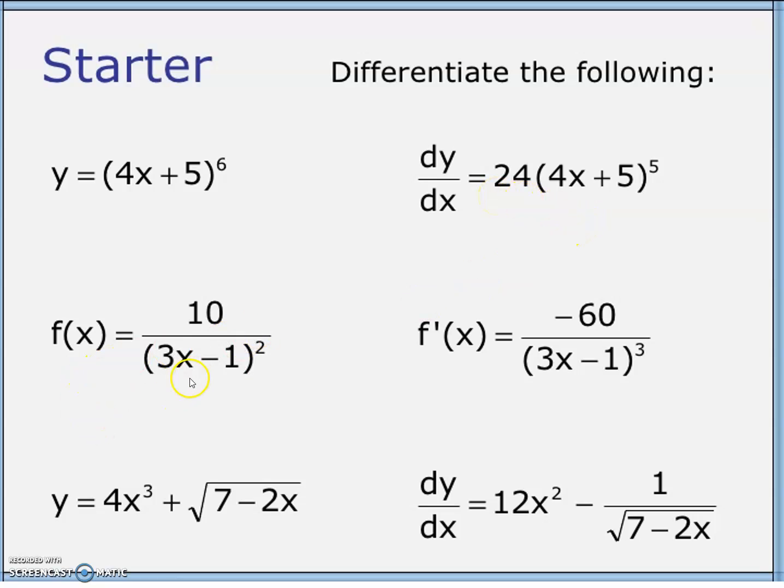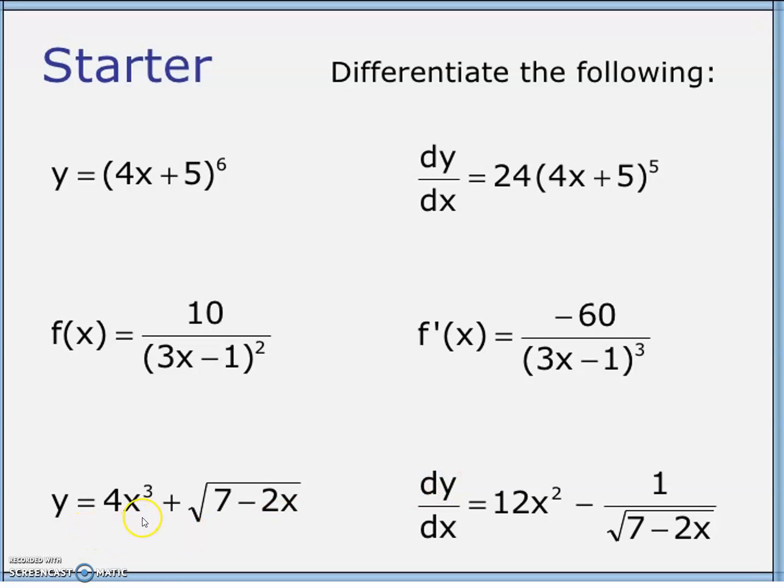F of x is equal to 10 upon 3x minus 1 bracket square. So we write 3x minus 1 raised to minus 2, so minus 2 into 3x minus 1 raised to minus 2 minus 1, that is minus 3. So we have to take the derivative of 3x minus 1 again. What is the derivative of 3x? That is 3. And what is the derivative of minus 1? That is 0. So 3 into 10 into 2, that is 60. Minus 60 upon 3x minus 1 whole bracket cube.